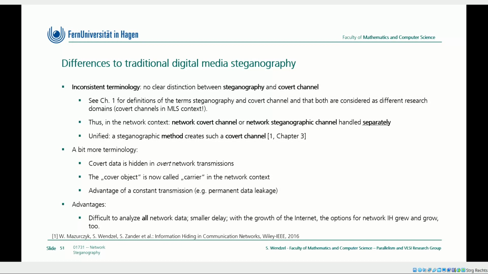There's also something that I want to say about advantages. So first of all, it's difficult to analyze all network data from a forensic perspective. So only if you record everything, you can analyze all the network data, but it disappears if not recorded. It has a small delay, which is an advantage for the steganographers, and with the growth of the internet, the protocols grow too. So there's an ever-increasing number of protocols and traffic that allows information hiding to be deployed in such carriers more easily.